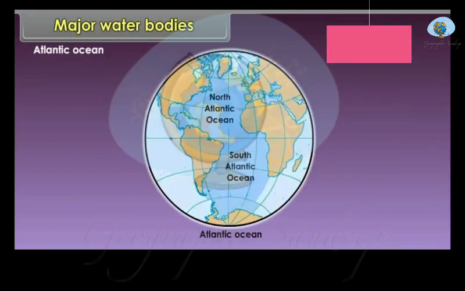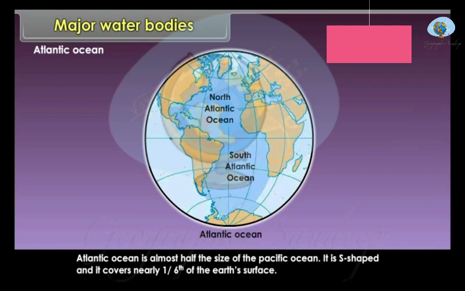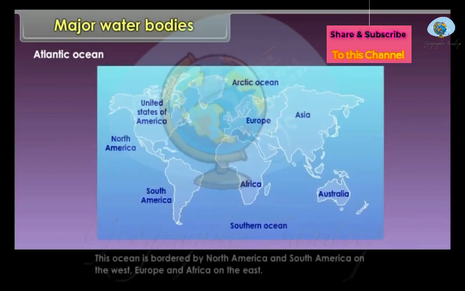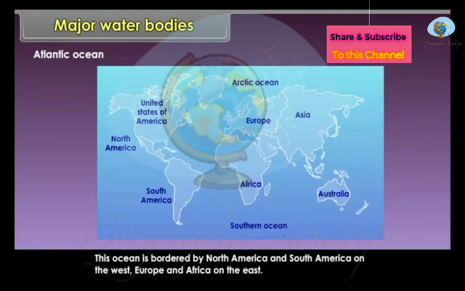Atlantic Ocean. Atlantic Ocean is almost half the size of the Pacific Ocean. It is S-shaped and it covers nearly 1/6 of the Earth's surface. This ocean is bordered by North America and South America on the west, Europe and Africa on the east.